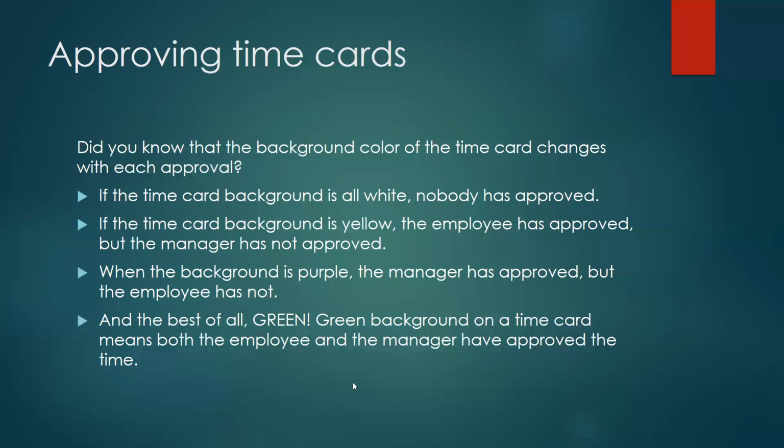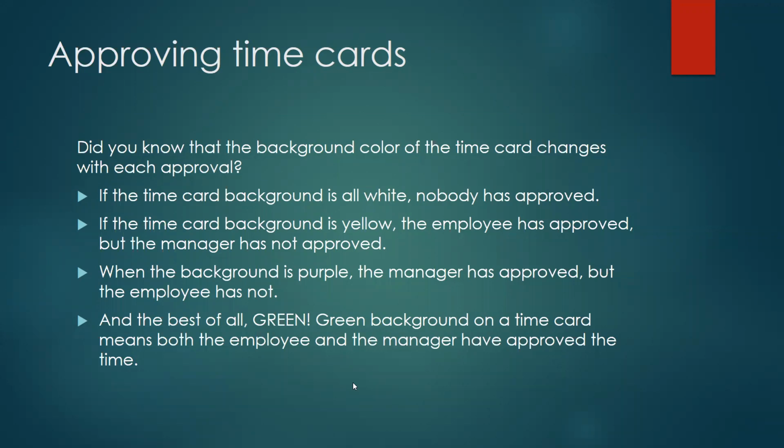When you're approving time cards, the background of the time card will change. So if you pull up an old pay period that we've already been paid for, when you pull that up, it's going to be gray. That means you can't change anything. I've signed off on the time and there can be no more changes to that time period.